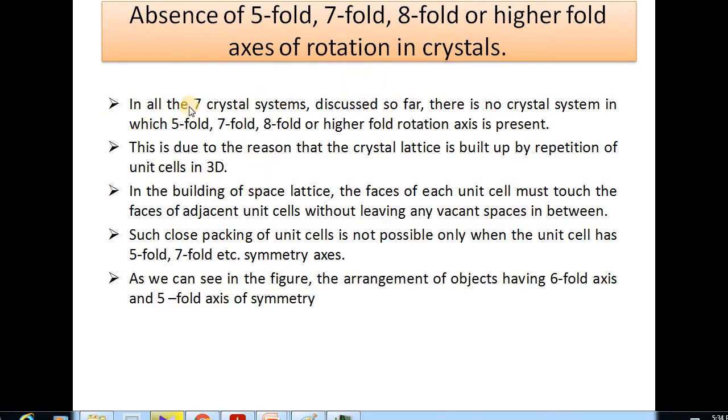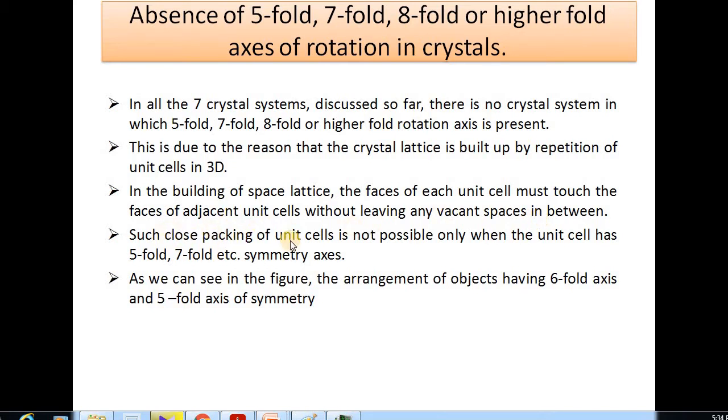Now, in the 7 crystal systems we have discussed so far, we have not studied any crystal system in which there is a 5-fold, 7-fold, 8-fold or higher fold rotation axis present. This is due to the reason that when we are building up a crystal lattice by repetition of unit cells in 3 dimensions, a condition is required: the faces of each unit cell must touch the faces of adjacent unit cells without leaving any vacant spaces in between them.